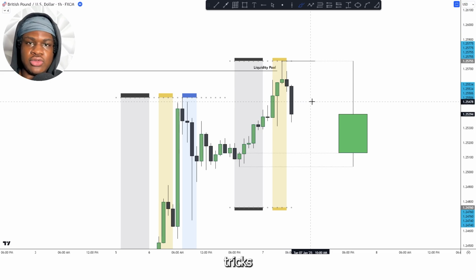These are just little tricks that I've learned throughout my trading career that made me an excellent trader that I just want to share with you guys, and hopefully you guys can get a lot of value from them. I don't see a lot of people teaching these little tricks and things like that.